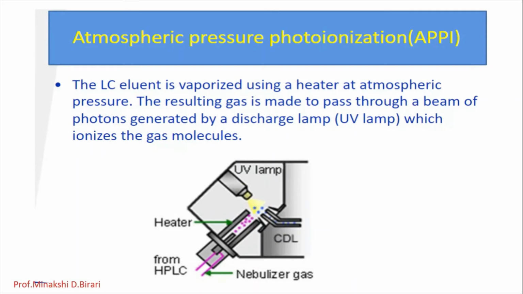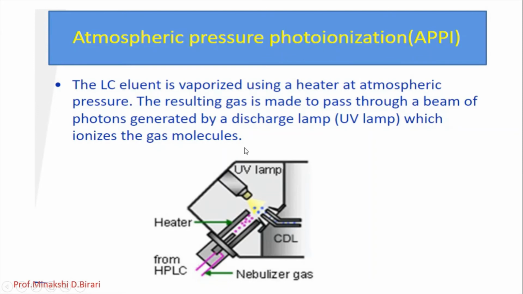Now let us see the second ionization technique, atmospheric pressure photoionization, APPI. Atmospheric pressure photoionization is performed at atmospheric pressure, hence called APPI. Here also the LC eluent is vaporized using a heater at atmospheric pressure. The resulting gas is made to pass through a beam of photons generated by a discharge lamp, which is a UV lamp, which ionizes the gas molecules.